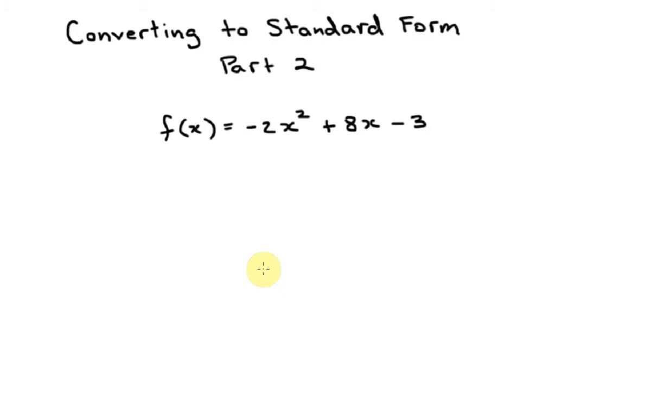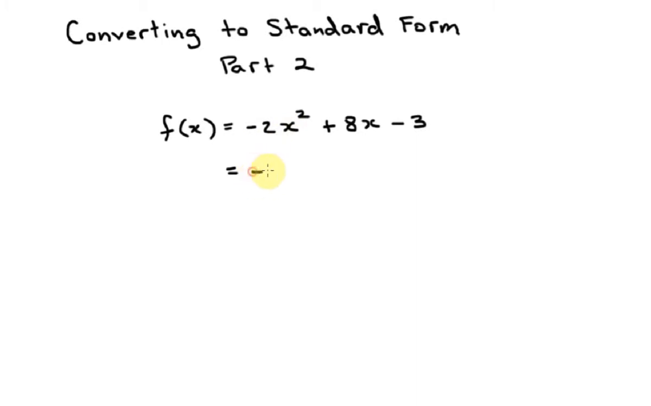Okay, this is converting to standard form, part 2. And as you can see, I've got a function already on the board here, and what I want to do is take it from general form and try to work it to the more useful standard form. So what do you do when you got a number in front of the x squared? Because we didn't have that guy before.